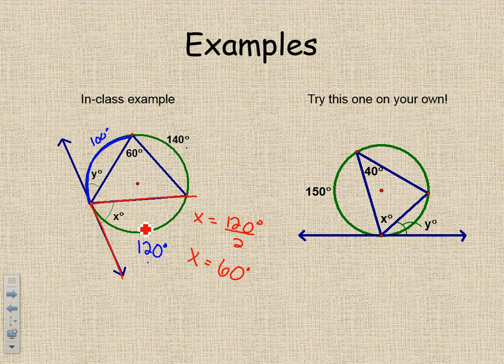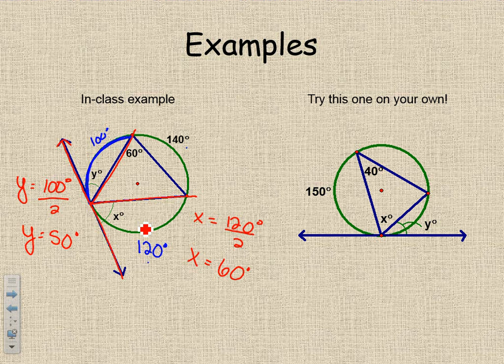And then same thing for y. It's formed by this chord and this part of the tangent. So then its intercepted arc is that 100. So y is going to be 100 divided by 2. So y is equal to 50. Okay? So hopefully that makes some sense for the chord and the tangent forming those angles, and then just basically taking its intercepted arc and cutting it in half. Okay, so work on the one on the right, and we'll go over the answers first thing in class tomorrow.